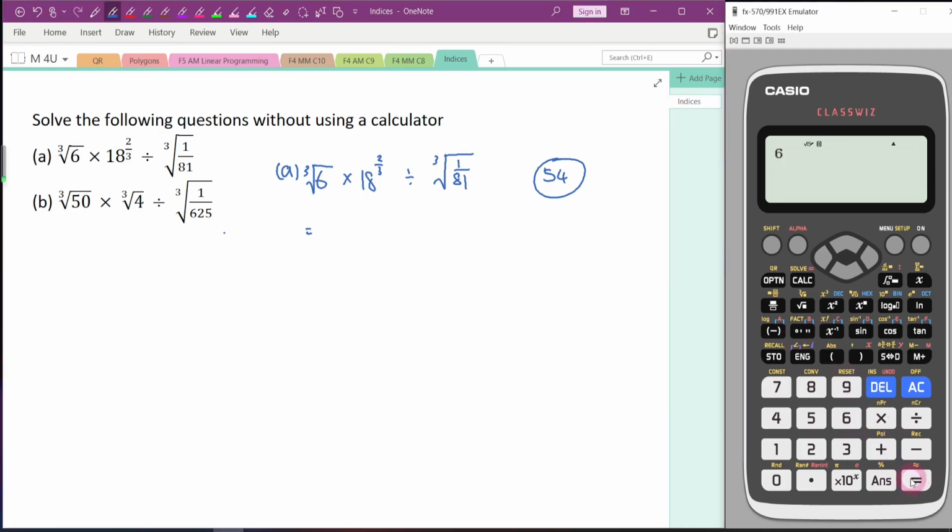Key in 6 first, equal, shift, then do the prime factorization, 2 times 3. So remember, you can change the way of writing it, but you cannot change its value. 6, I write 2 times 3. And then the cube root means power 1 over 3. Times, how about 18? Just key in 18, equal, prime factorization, 2 times 3 power 2. Okay, 2 times 3 power 2, 2 over 3, just copy.